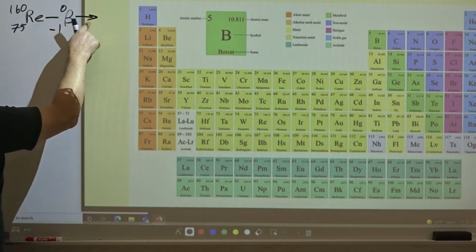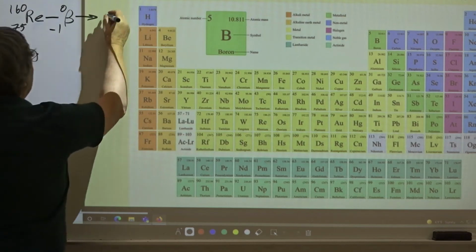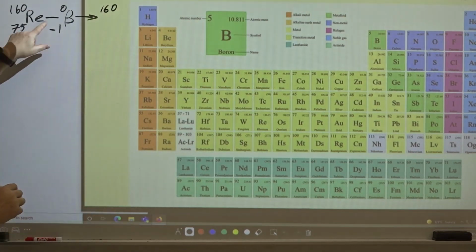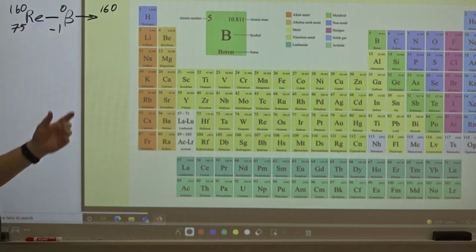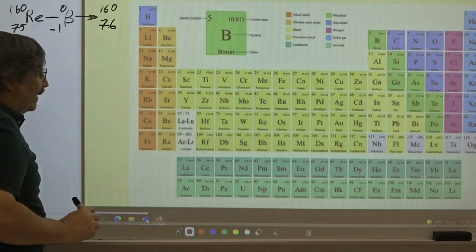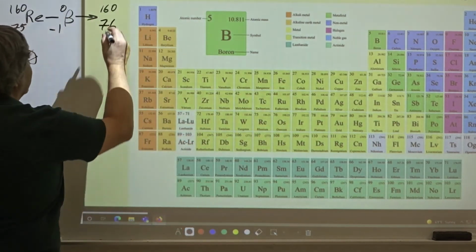Then again, if we think of that arrow as an equal sign, what's 160 minus 0? I think we can do that without a calculator. That is 160. 75 minus negative 1, when we subtract a negative, that's the same as adding a positive. That's going to give us 76. And if we look here at 76, 76 is osmium.